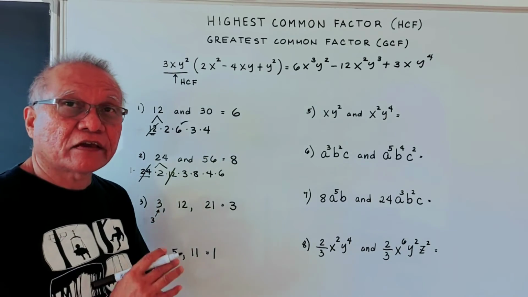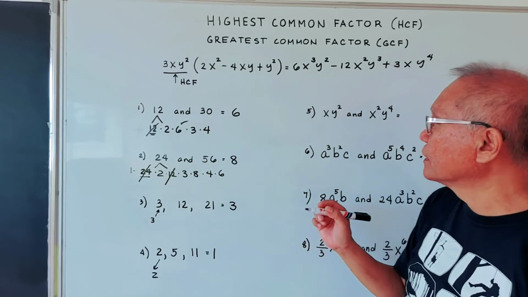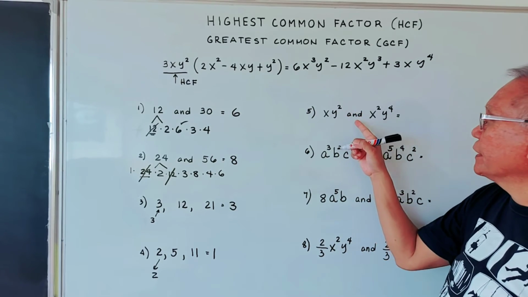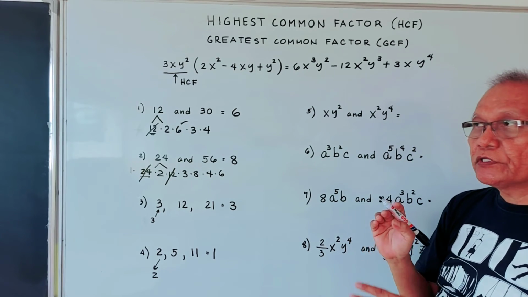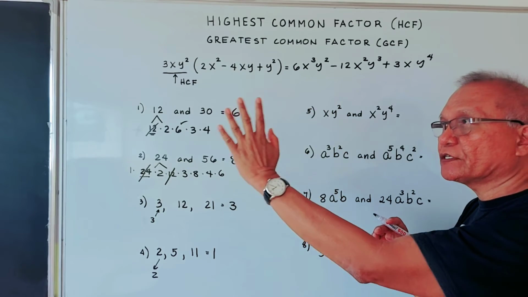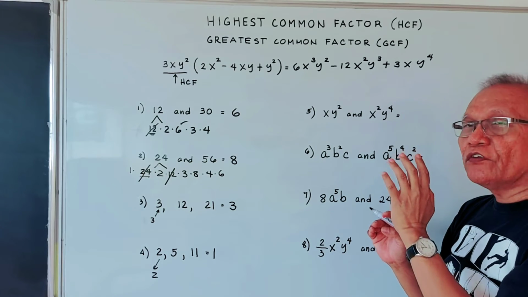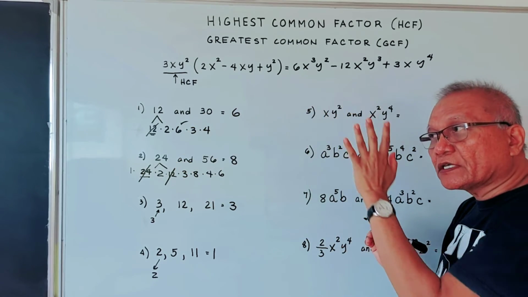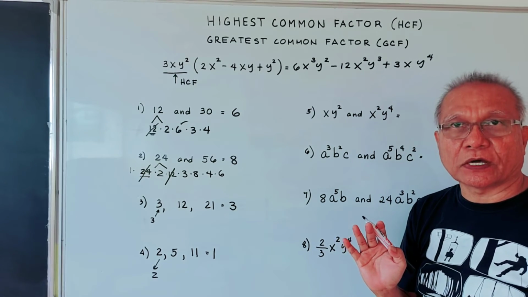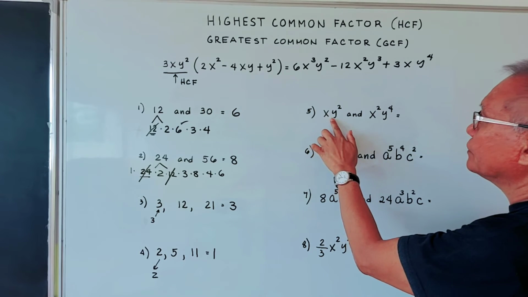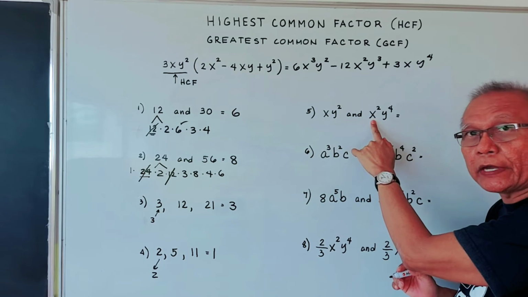Number 5. Let's have letters or variables. So we have x, y squared, and x squared, y to the 4th. When we have letters, make sure that you have the letter in every term. For example, you have an x here, an x on the second term and an x on the third term. If we have x only here but not here, x is not the highest common factor. So we have an x here and an x here. This one is x to the first, this one is x squared.